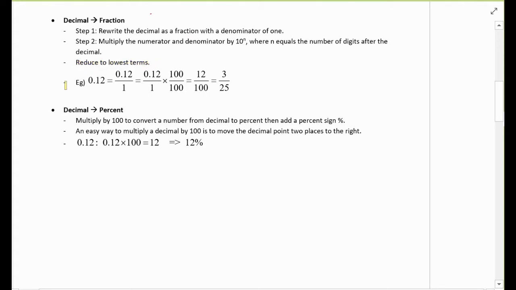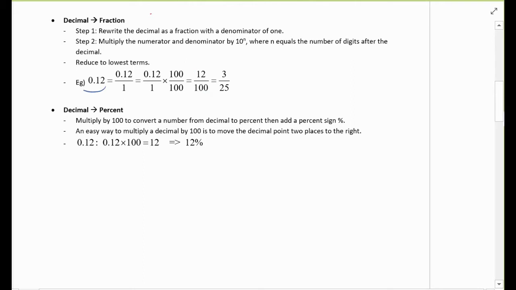Alright, here we have 0.12. You're going to change this to a fraction, 12 over 100. So this is how you change this to a fraction. First, you're going to make this to a fraction with the denominator 1. So 0.12 over 1. And then you're going to multiply by 100 because you have 2 decimal places. You multiply by 100 because 100 has 2 zeros. And it becomes 12 over 100.